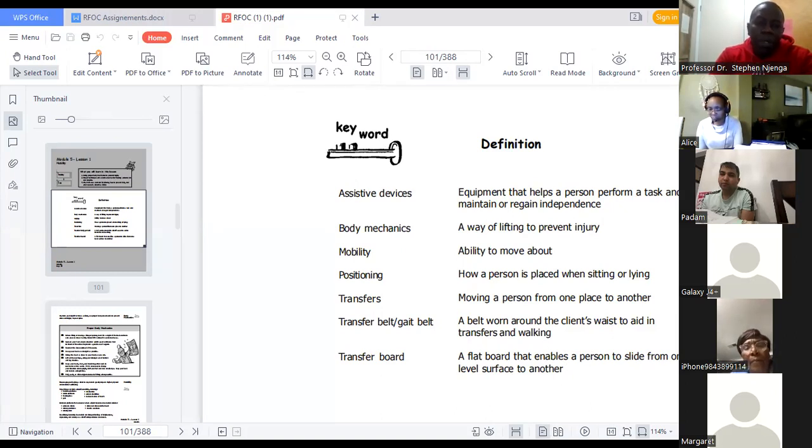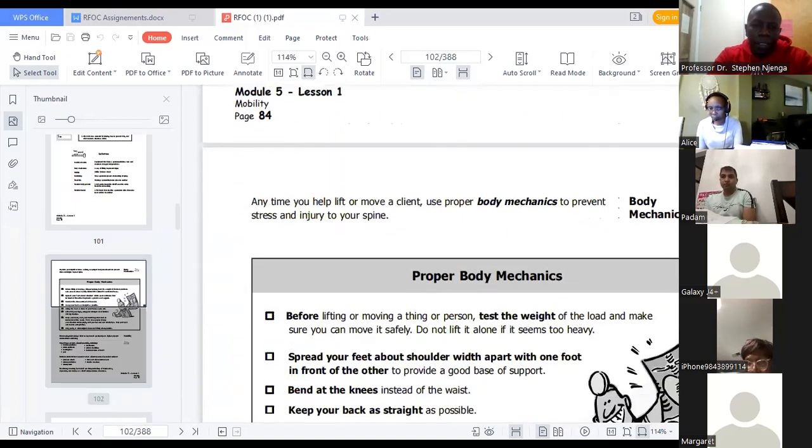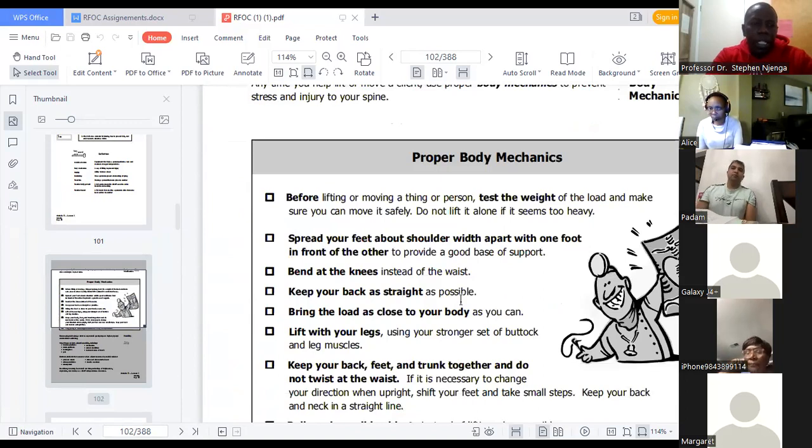And then we have the transfer board. This is a board that enables a person to slide from one point to another, let's say from the wheelchair to the bed. It's a small board. I think I'll show you during tomorrow's class what a transfer board is. So those are important terms that you need to know in terms of dealing with these clients in mobility.